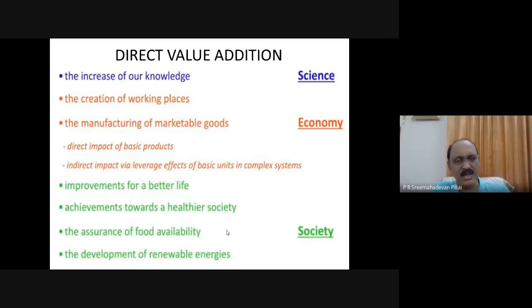Anyway, I was just saying that all the innovations have to be for a healthier society, for making people avail good food, sufficient food, and for renewable energy. Energy is a big concern. I'll be discussing that a bit later. This should be the targets for sustainable development. Now, coming to the next slide.